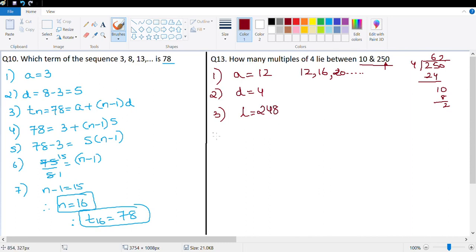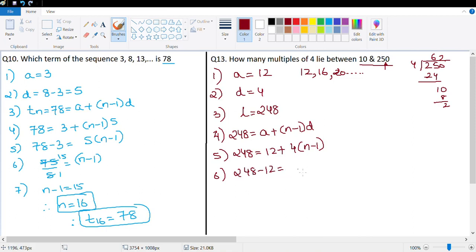So we know 248 is equal to A plus n minus 1 times D. In this case, 248 is equal to 12 plus 4 times n minus 1. D is 4. So this is 248 minus 12 is equal to 4 times n minus 1. 248 minus 12, that's 236. Dividing both sides by 4 is equal to n minus 1.